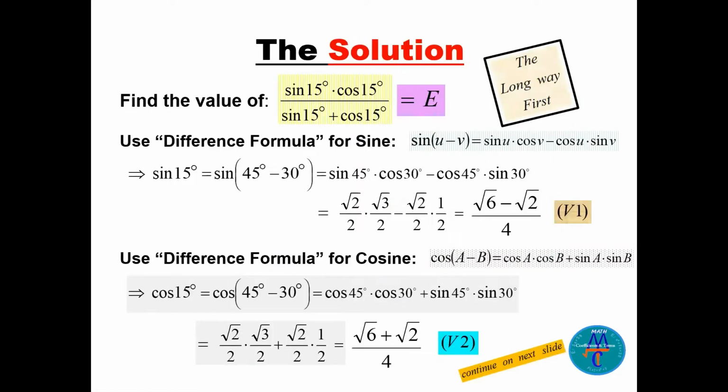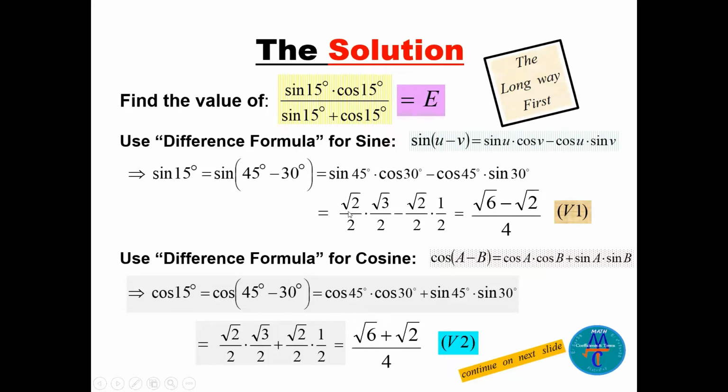Now, let's start the solution here. So we will start with the long way, which is easy way. So I will call all this expression here capital E. Let's use the difference formula for the sine. We know sine of u minus v will be sine of u times cosine of v minus cosine of u times sine of v. Just apply that for sine 15 degrees. We can write that as sine of 45 minus 30. Sine 45 cosine 30 minus cosine 45 sine 30.